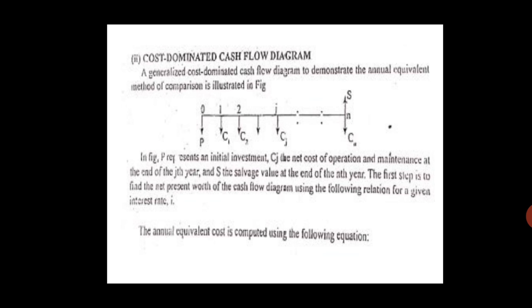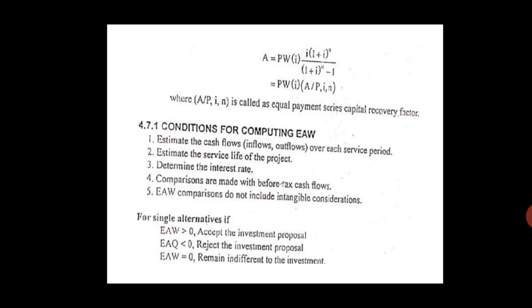The first step is to find the net present worth of the cash flow diagram using the following relations at the interest rate I. Then once you find out the present worth, the equivalent annual worth is equal to PW, the present worth at the interest rate I, 1 plus I raised to n into I divided by 1 plus I raised to n minus 1. The formula is the same for both the revenue model as well as the cost based model, where A bar P comma I comma N is called the equal payment series capital recovery factor.